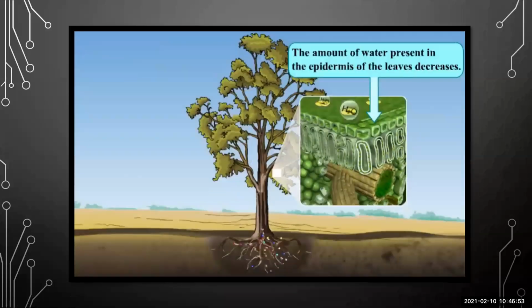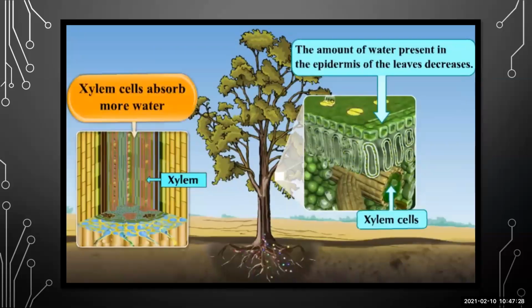Now here we can see that the amount of water in the epidermis of the leaf decreases. Why does this happen? Due to transpiration. As the water decreases, who will balance this water? During transpiration, water is released from the stomata, so there will be a lack of water in the plants. Who will balance this water quantity in the plants? Of course, xylem. How will the xylem balance the water? It will absorb water from the soil and balance the water amount in the plants.